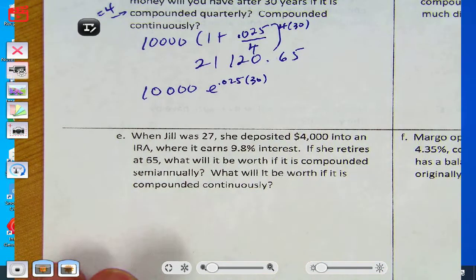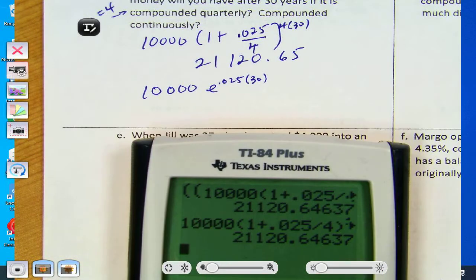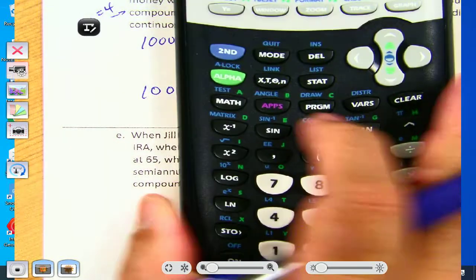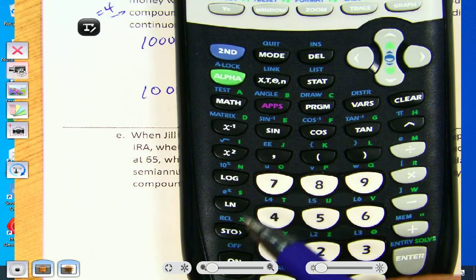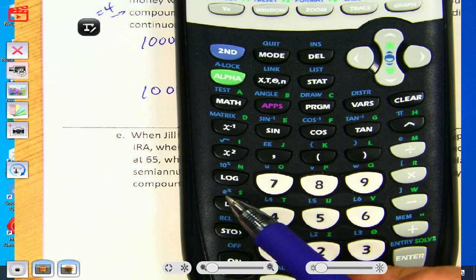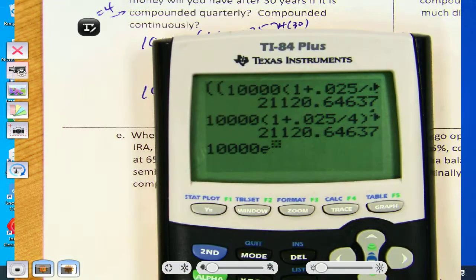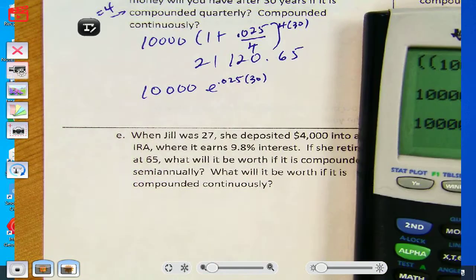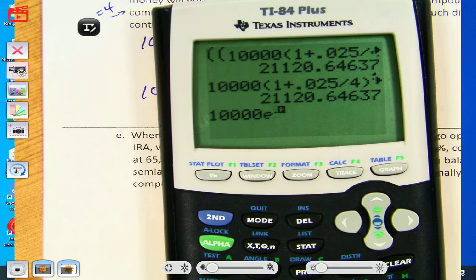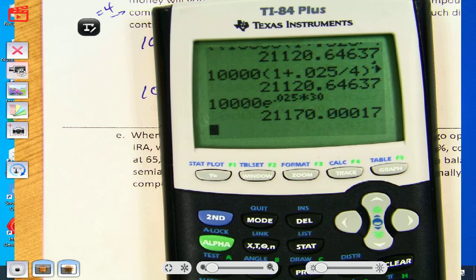So it's 10,000. e on the calculator goes like this. You're going to hit the second button, and there is the ln. See the blue e to the x on there? That's what you're going for. So that's what happens, and it's 0.025 times 30. Press enter. And you get that mess.